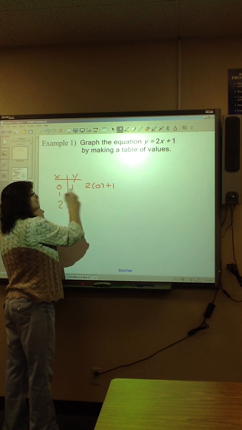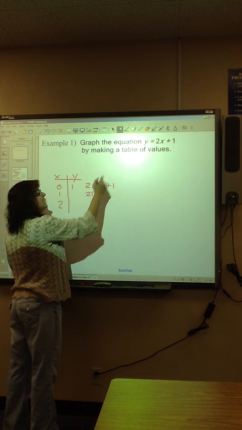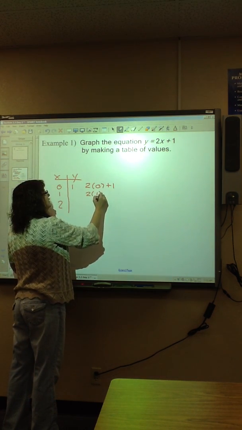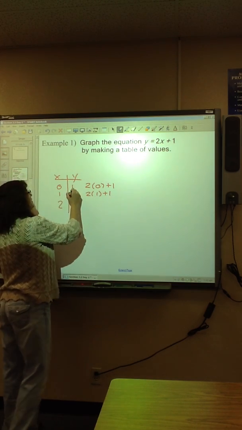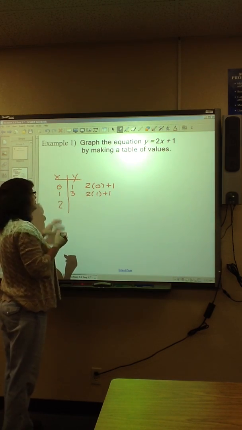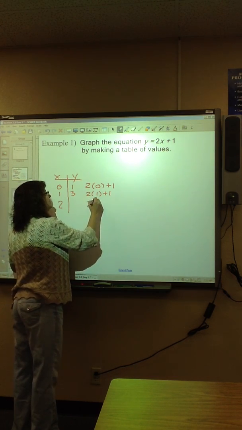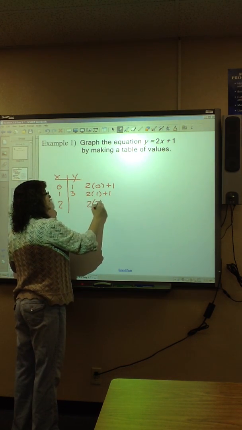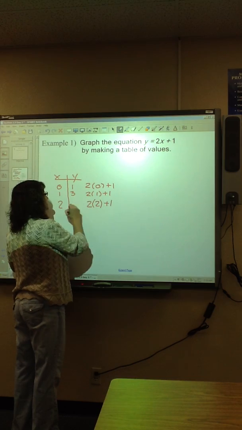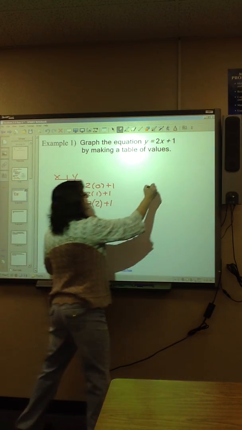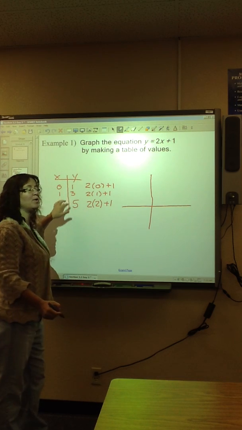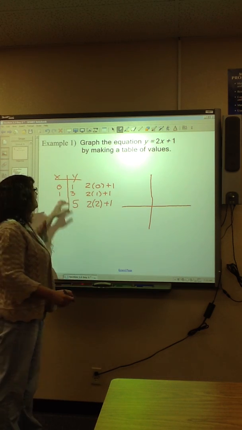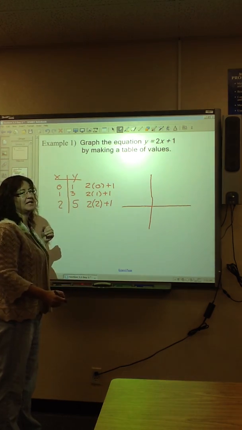Then I'm going to do the next one and put 1 in there. So 2 times x, x is 1, plus 1. 2 times 1 is 2, plus 1 is 3. Then I'm going to do it one more time. 2 times 2 is 4, plus 1 is 5. And if I do things correctly, you should see that these 3 points lie in a line. If you make a mistake on these, they won't lie in the line.